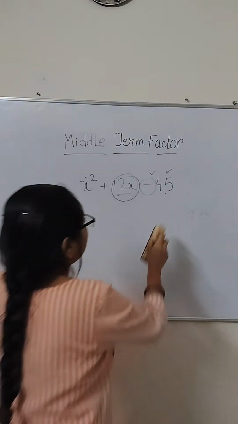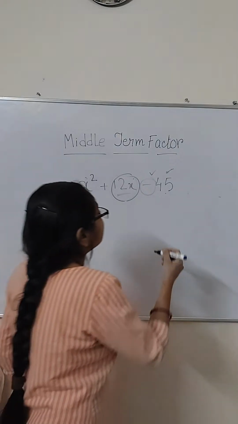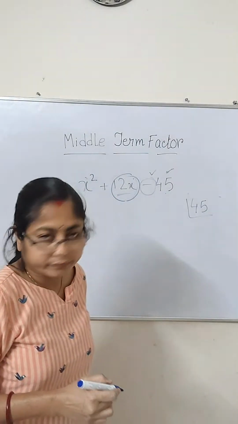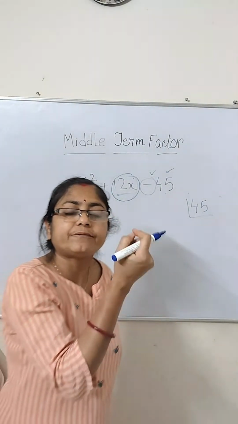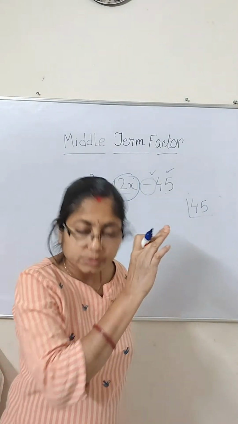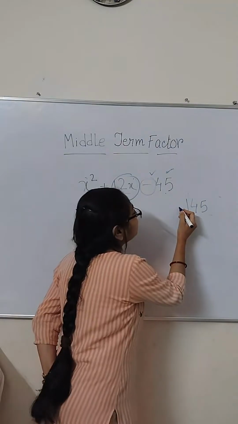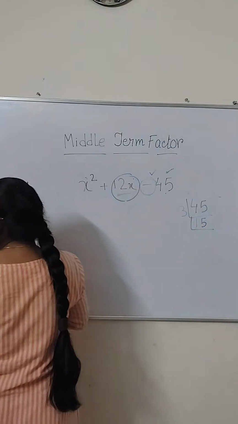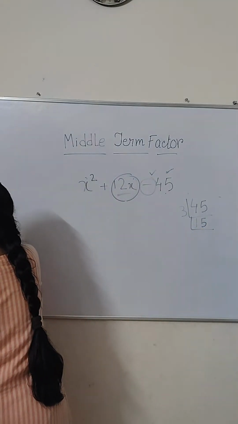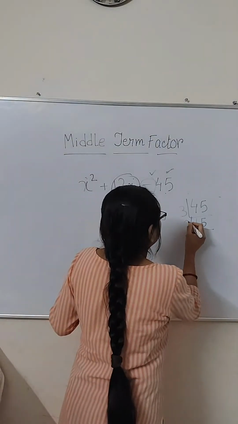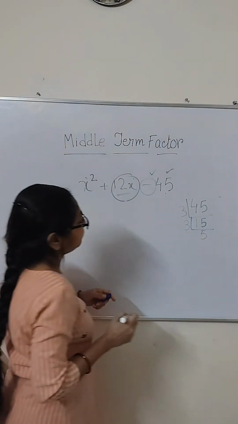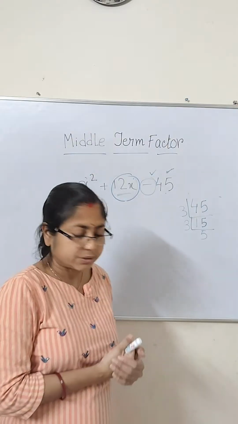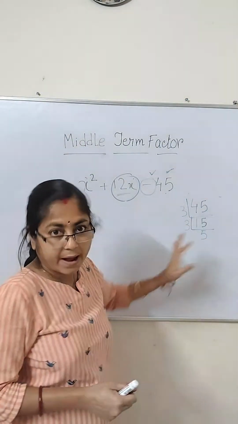Okay? Now, I start. First, you do 45. You make the 45 by the factorization method, using prime factor numbers. Don't use any composite number. So 3 into 15, then 15 is 3 into 5. Now the question is how to use it. There are 3, 3 and 5.